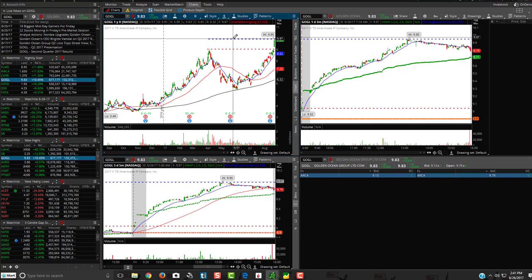Chances are, if this one does break down again, $9 is a new support level. I'd watch out for $9.50 as well, because it's a $0.50 amount. But this is a huge base forming, boom, broke out, gapped up. Now I'm definitely going to put GOGL on the watch list.